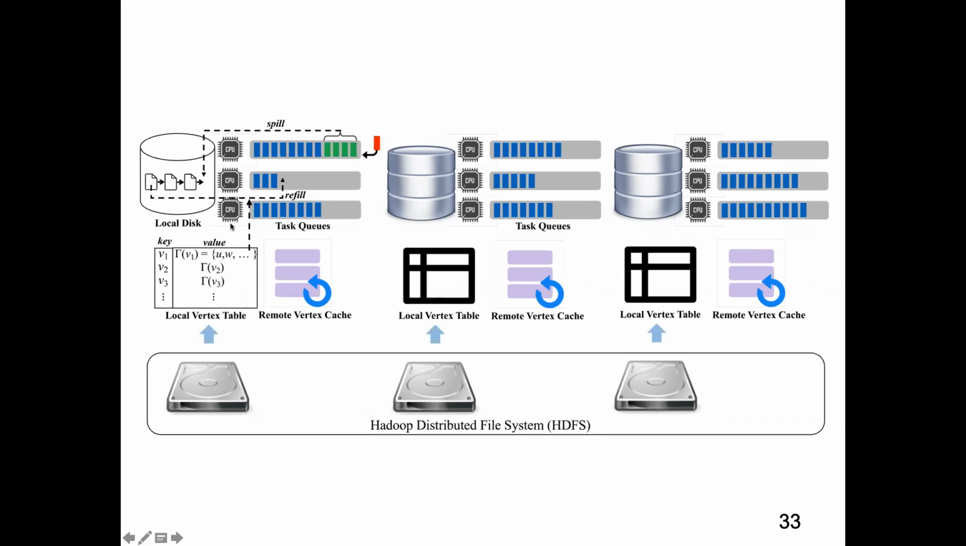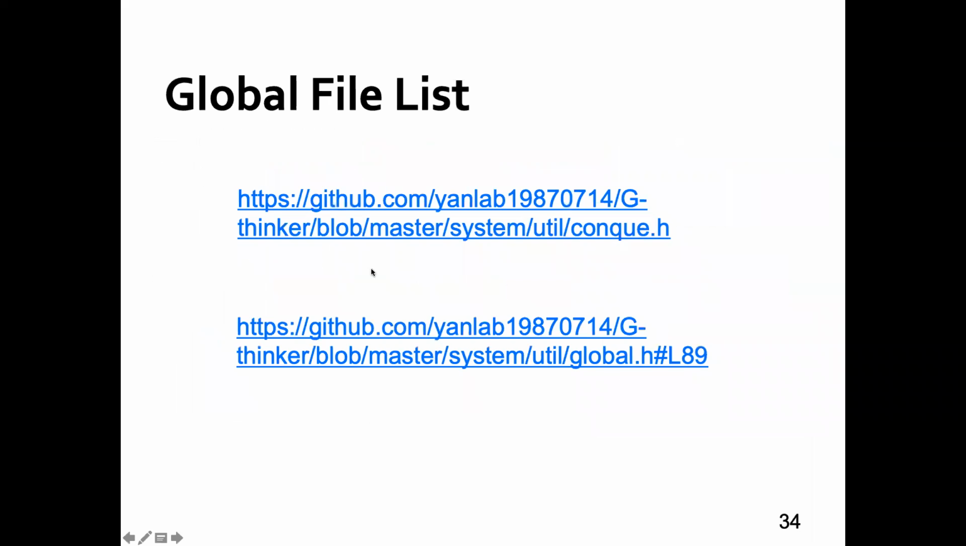So this arrow is actually wrong. We should move to the beginning of the queue. It's a DQ, right? So we have two data structures that you can check out yourself.